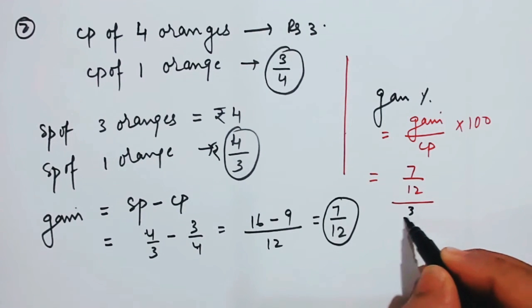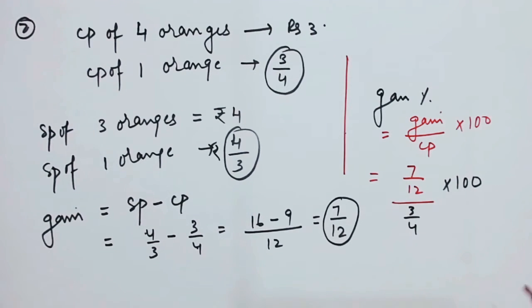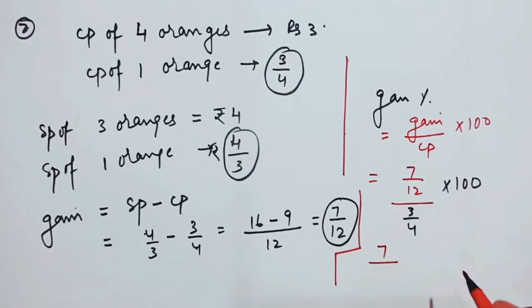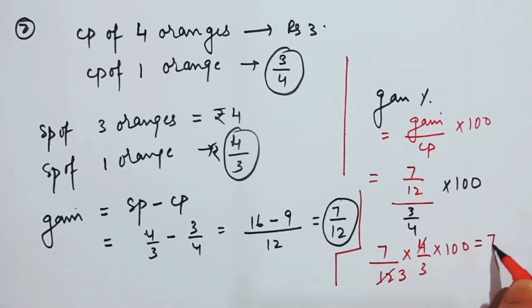3 by 4 times 100. So when you calculate, let's see what we are going to get. 7 by 12 into 4 by 3 times 100. So what will you get? 4 3s are 12. 700 by 9 percentage. You can calculate it.